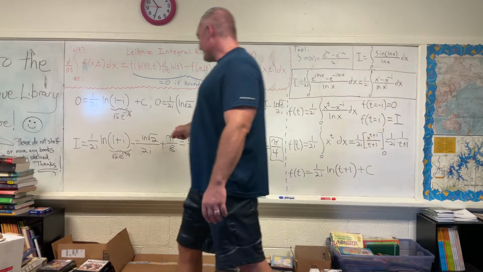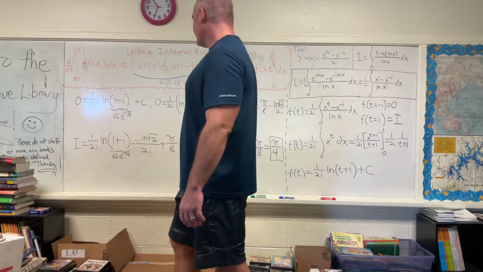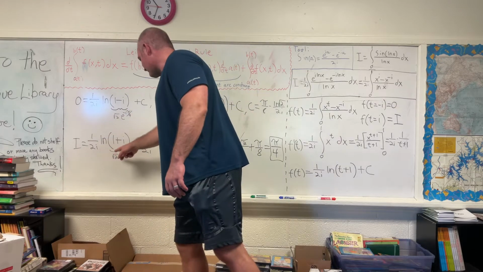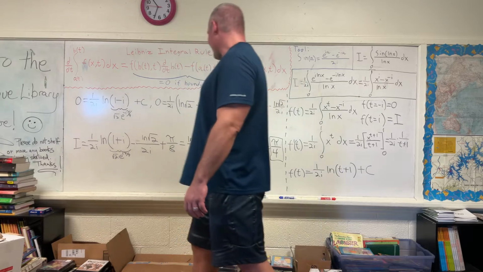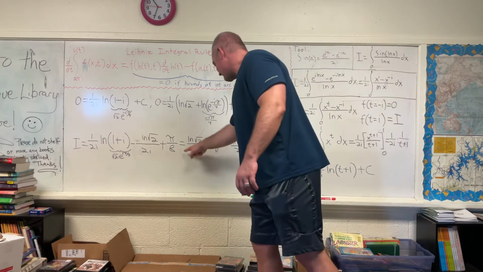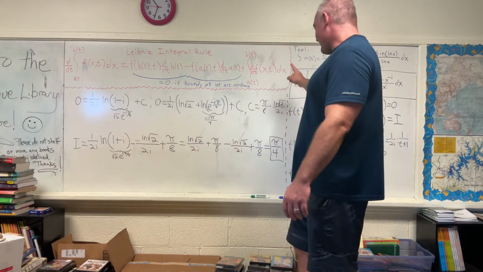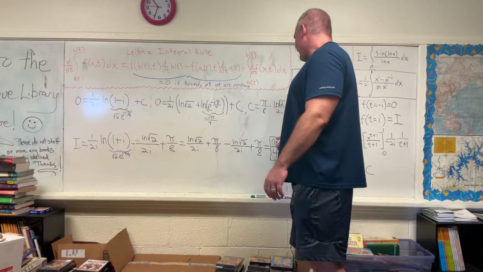Plugging in our value of c, we get this right here. Breaking up this natural log of a product into two separate natural logs, we get this right here. So I is equal to this thing right here. These two things will cancel out, giving us a final answer of pi over 4.